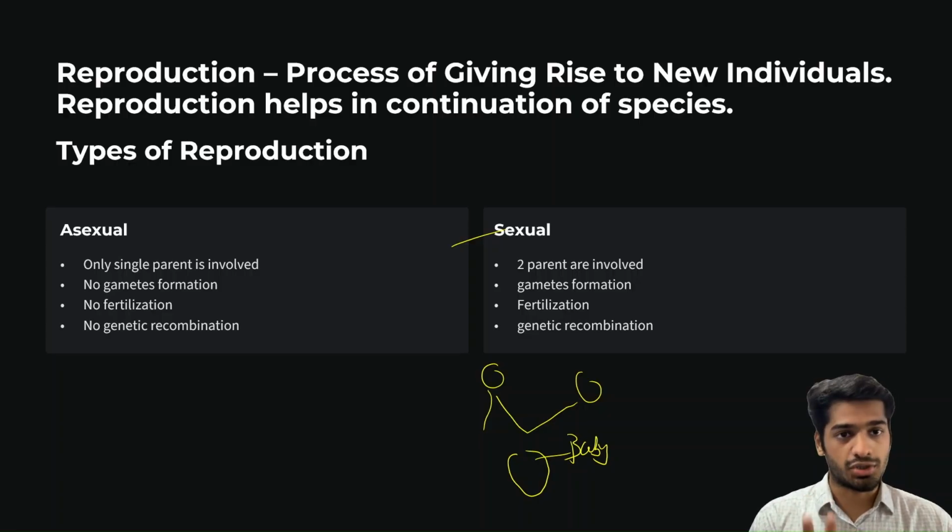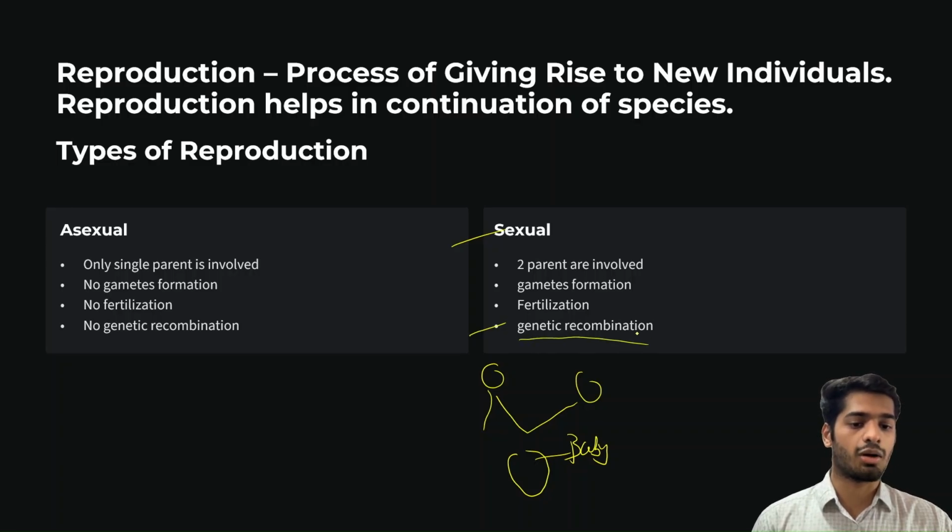In this, you need two parents, and both the parents are going to give a special type of cell which is known as gametes. What are gametes? Gametes are nothing but reproductive cells. In case of male, it is going to be a sperm, and in case of female, it is going to be an egg in humans. After that, I've talked about fertilization. Fertilization is nothing but fusion of this male and female gamete. When we fuse these cells, we are going to form a new individual, and that is the embryo or the zygote. After that, the most important thing is that there is going to be genetic recombination.